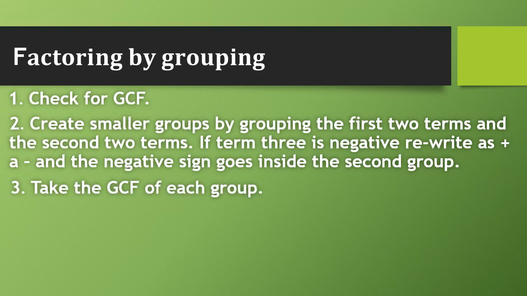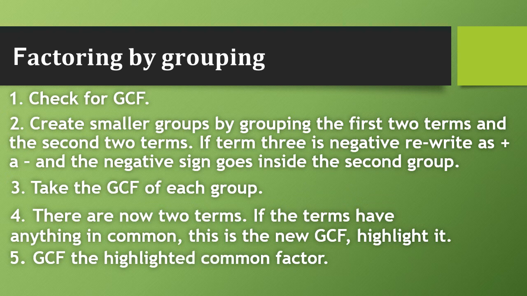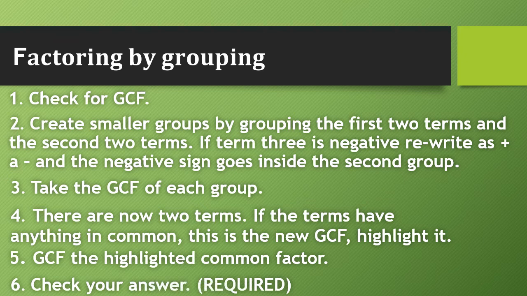Step 3. You now have 2 groups, so we are going to take the greatest common factor of each group. Step 4. You now have 2 terms. So you're going to look at the 2 terms, and if they have anything in common, this is the new greatest common factor. I want you to highlight that new greatest common factor. We will GCF out the highlighted common factor and get our final answer.